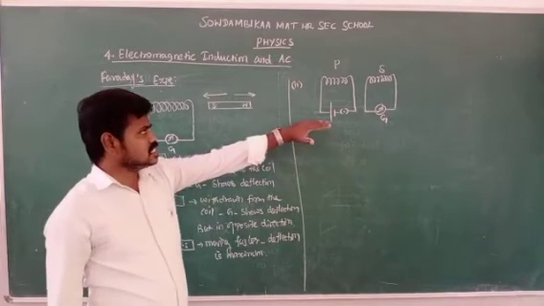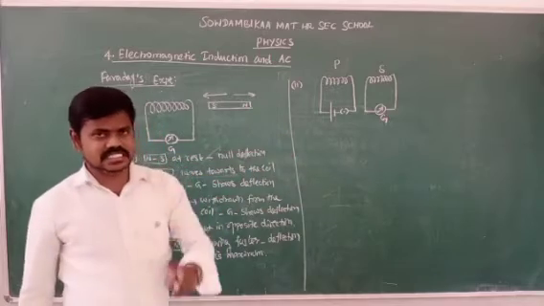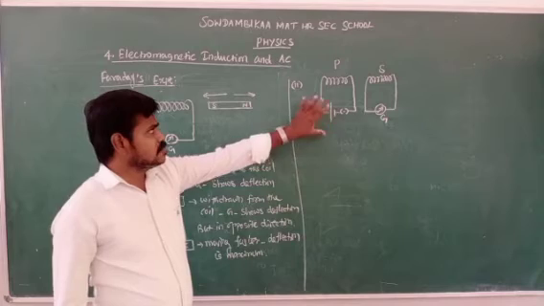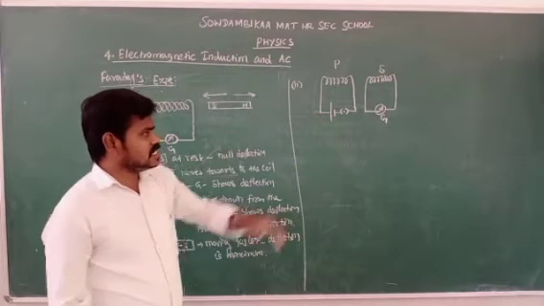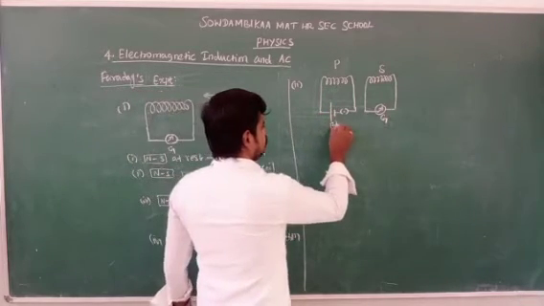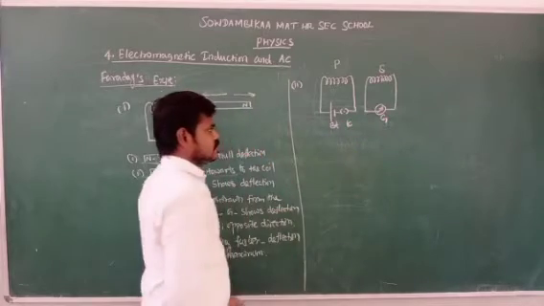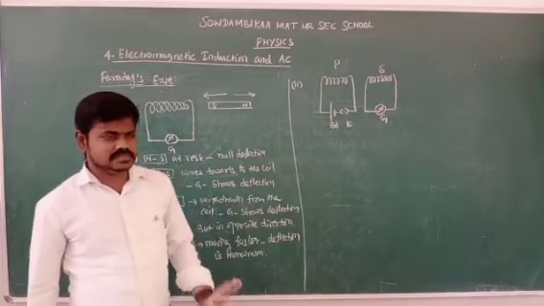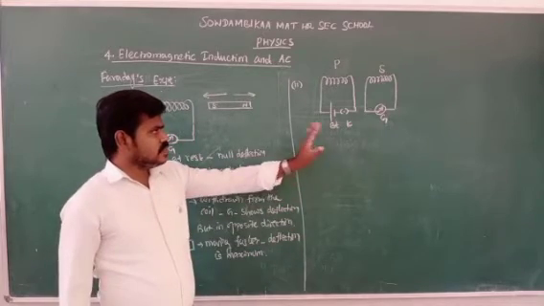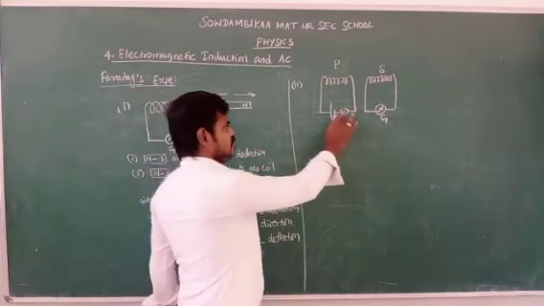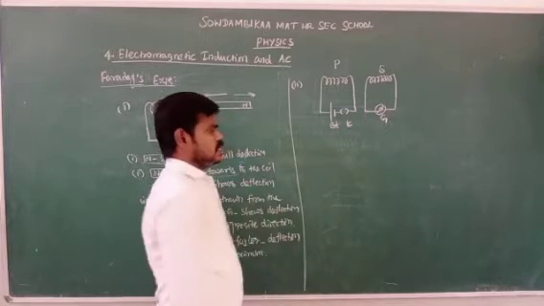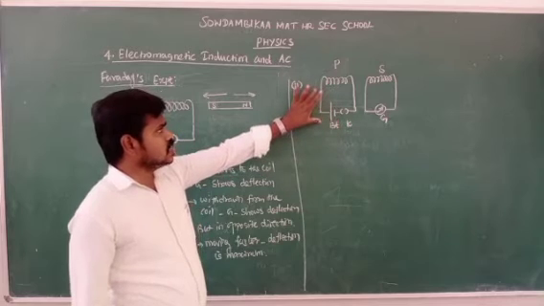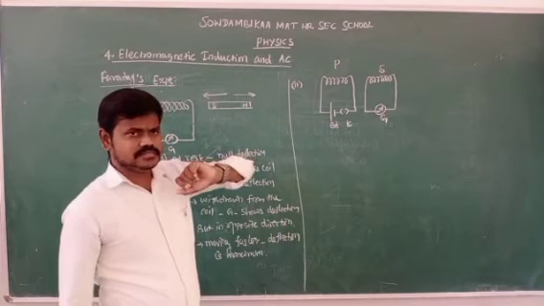Okay, now, the construction of the second experiment is, let us consider two coils, primary and secondary. The primary coil is connected with a battery and a key. And the secondary coil is connected with a sensitive galvanometer G. Okay. First, when the key K is open, no current flows through the primary coil.